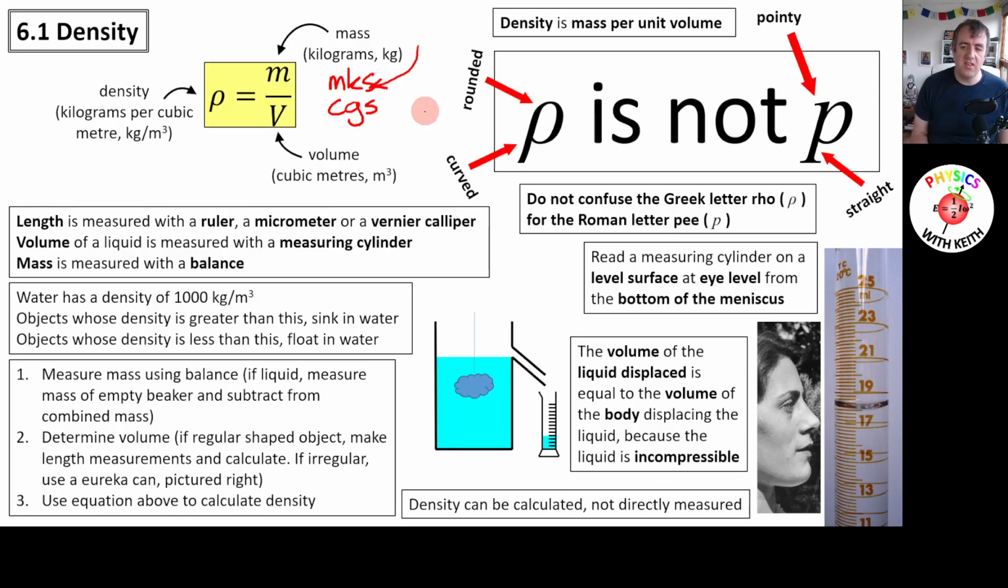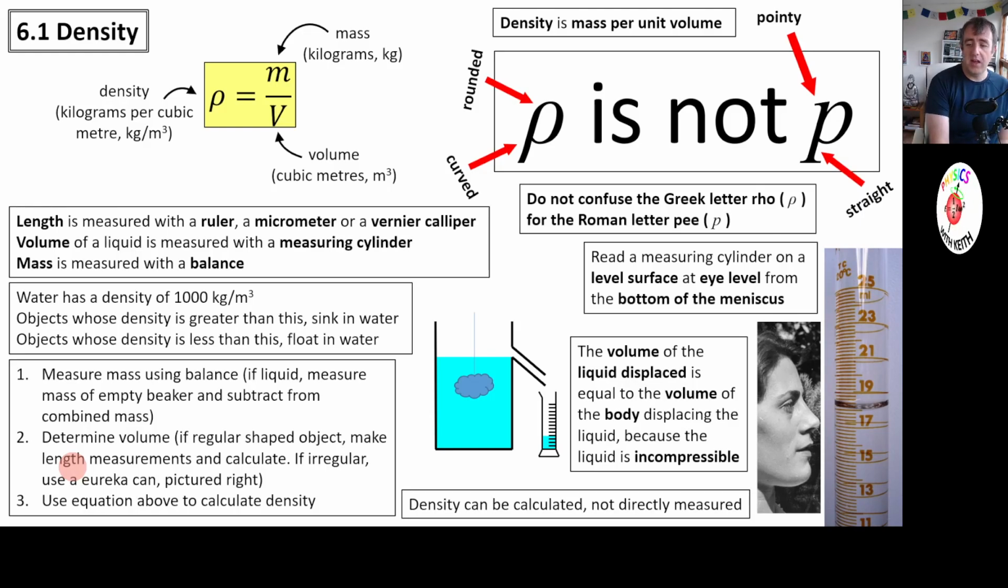So this is what physicists would prefer to use. It is actually what the international community has agreed is the appropriate system of units to use. It is the SI system of units, SI units, Système International. So kilograms is the SI unit of mass, metres is the SI unit of length, which makes cubic metres the derived SI unit of volume, and hence water has a density of 1,000 kilograms per cubic metre.